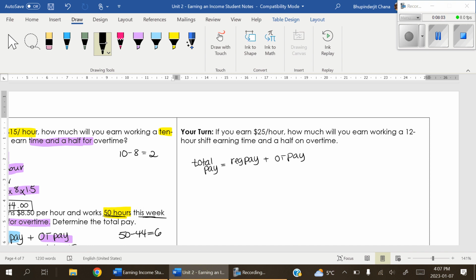In a day, you're allowed to work 8 hours. So you worked a 12-hour shift. So the first 8 hours are going to be regular, plus then the overtime. We're going to go 12 minus 8. You worked 4 hours of overtime. Okay, so I'm going to let you go ahead and calculate the total pay. Remember to round your answer to 2 decimal places.